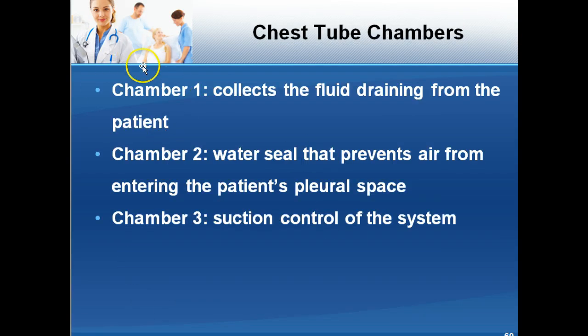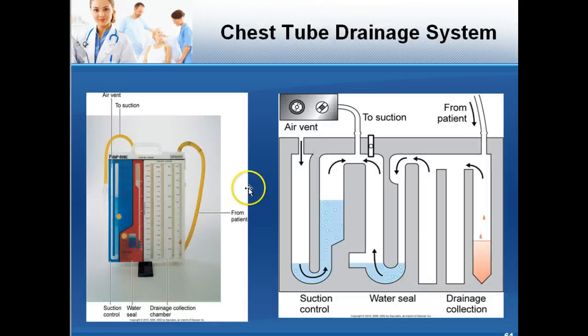So right here is explaining the chest tube chambers. Chamber 1 collects the fluid draining from the patient. Chamber 2 is the water seal that prevents air from entering the patient's pleural space. And chamber 3 is suction control of the system. So, depending on how much pressure, it's how much the lungs would expand.